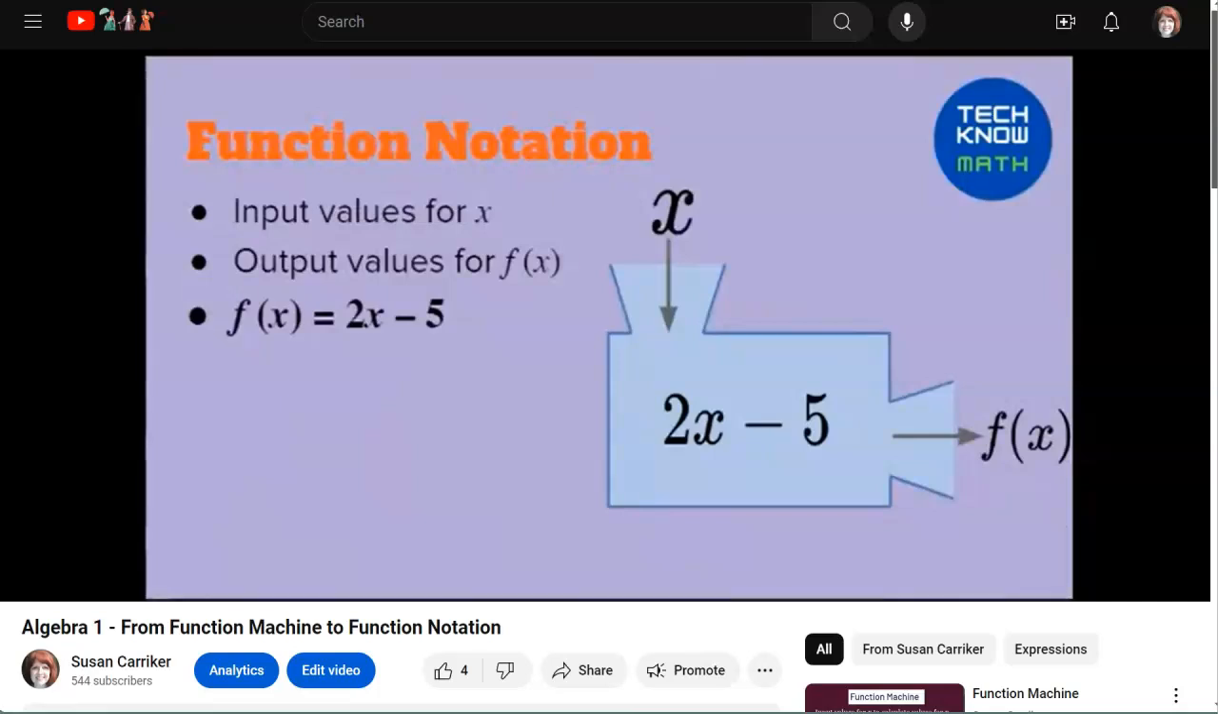In function notation, the same is true. We will input values for x, and it will output values for f of x. f of x will equal 2x minus 5. We still are multiplying our variable by 2 and subtracting 5, but instead of using a second variable, we use the same variable with the function notation f.